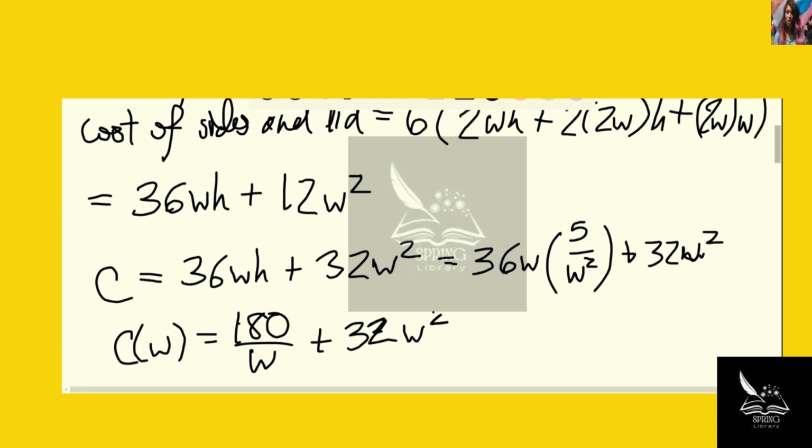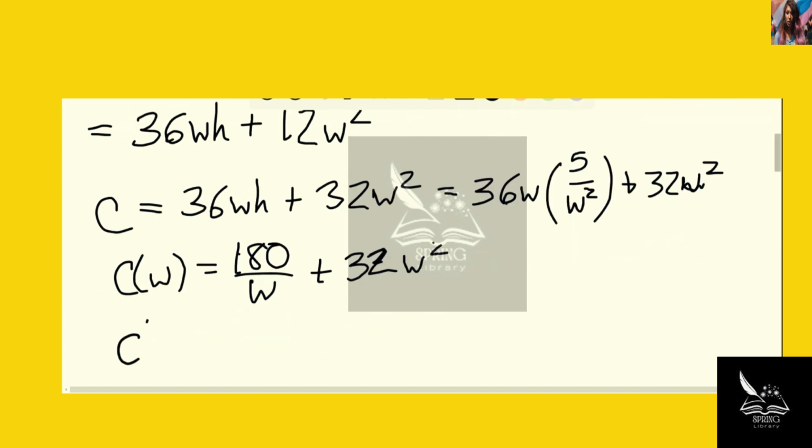Therefore, the derivative of C with respect to W is negative 180 over W squared plus 64W. To find the critical values, we set this equal to 0.